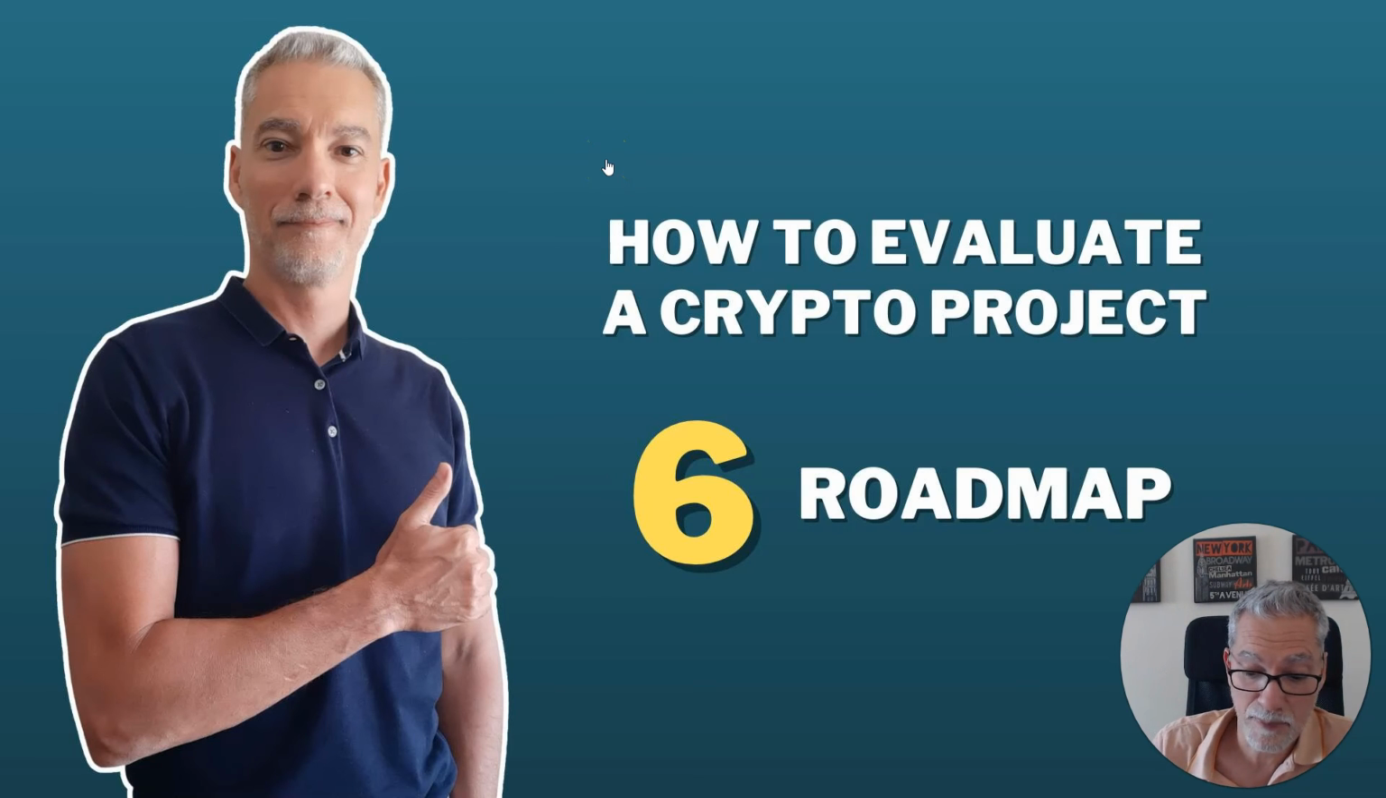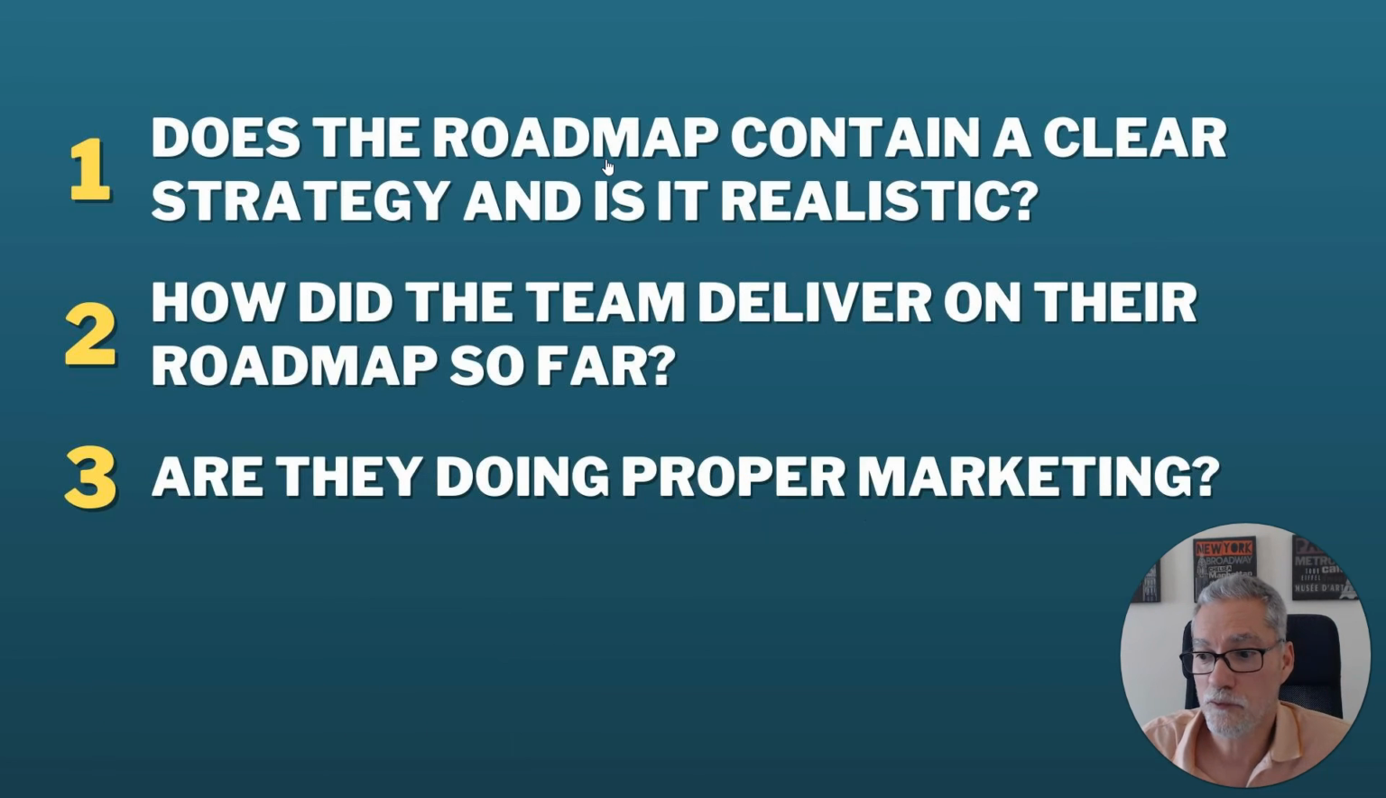Okay, so the next key point is the roadmap, and a project should have a roadmap containing a detailed plan and milestones, preferably for the next 24 months. So try to find the answers for these questions. Does the roadmap contain a clear strategy, and is it realistic? How did the team deliver on their roadmap so far? Are they doing proper marketing? Okay, so these are questions that you need to have the answers for.